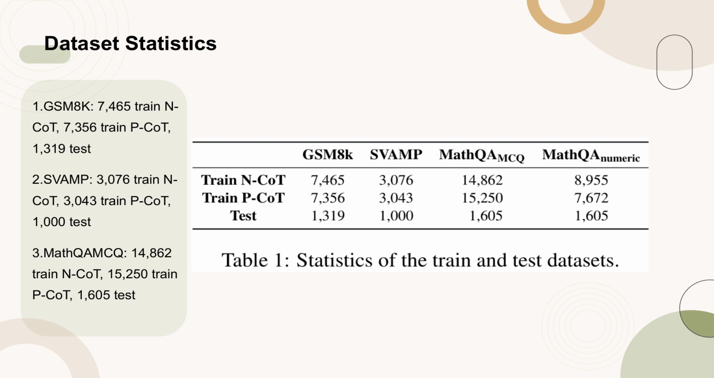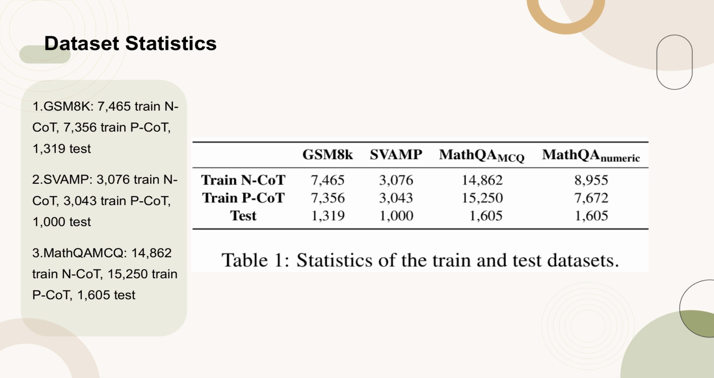Table 1 provides an overview of the training and testing dataset statistics. For GSM-8K, there are 7,465 training examples with NCOT annotations, 7,356 with PCOT annotations, and 1,319 test examples. SVAMP has 3,076 training examples with NCOT annotations, 3,043 with PCOT annotations, and 1,000 test examples.